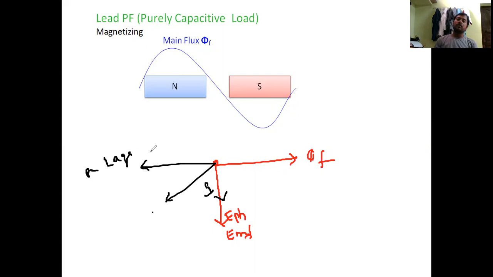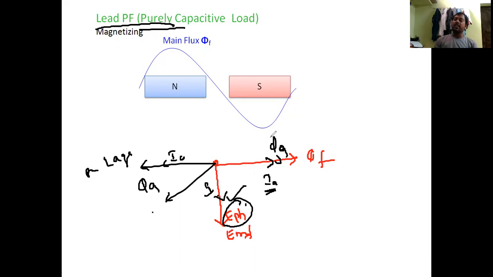So current will be here, in the same way flux will be here. This is armature flux. For the purely capacitive load, the current will be exactly 90 degrees leading with the induced EMF per phase. That's why this is current IA, and in the same way flux also will be in phase with the IA. That is nothing but IA leads the induced EMF by 90 degrees if we connect the purely capacitive load.